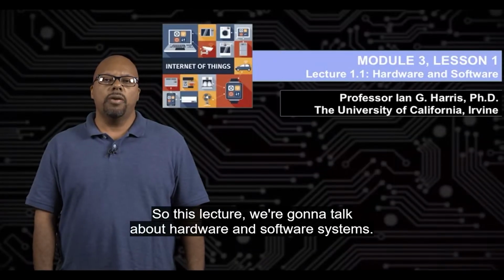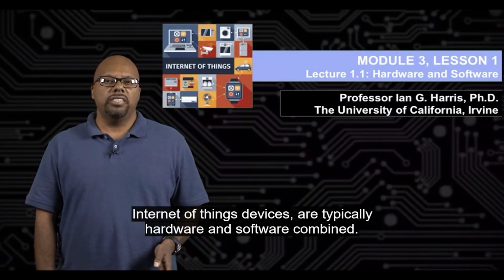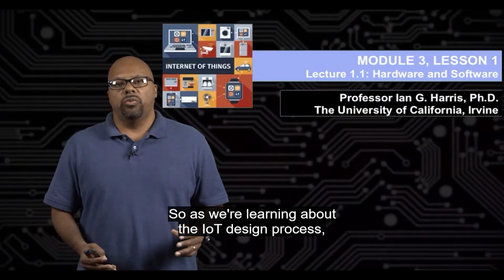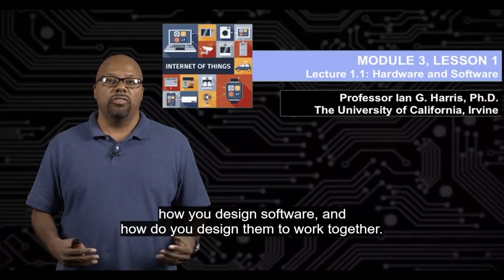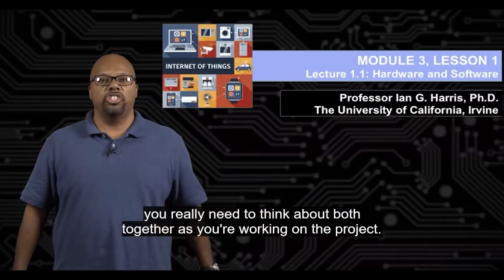So in this lecture, we're going to talk about hardware and software systems. Internet of Things devices are typically hardware and software combined. So as we're learning about the IoT design process, we really have to think about how you design hardware, how you design software, and how you design them to work together. So you can't think of one in isolation. You need to really think about both together as you're working on the project.